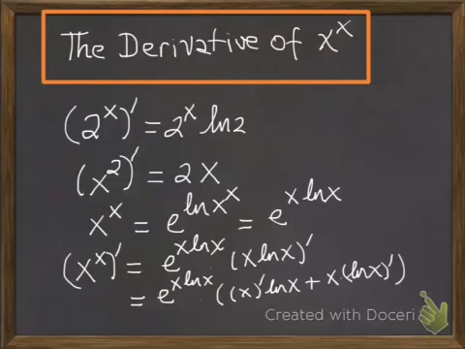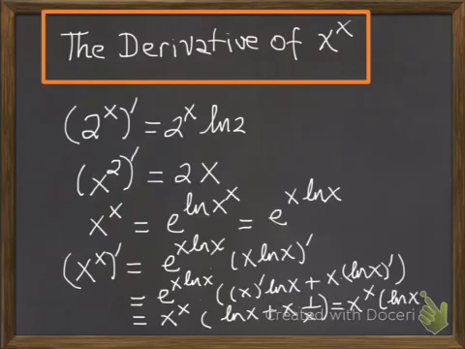So this can be simplified to e to the x ln x, which is the same as x to the x, and the derivative of x is 1, so you get ln x plus x times 1 over x, which simplifies to x to the x times ln x plus 1. So therefore, this is the derivative of x to the x. It's quite different from the two examples that I stated above.